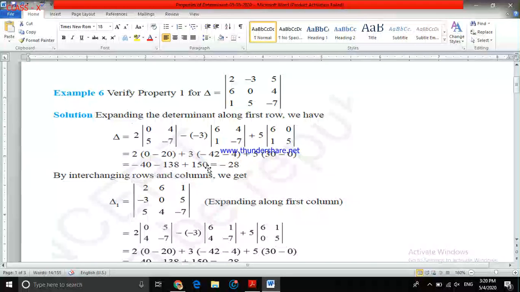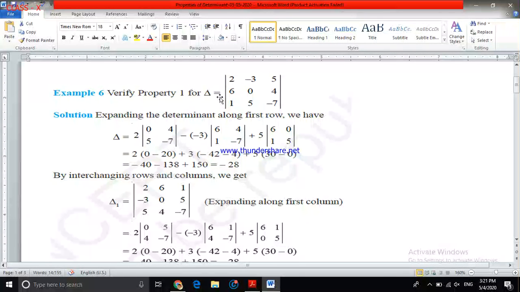Let's take an example. So here I am taking delta equals the determinant of this 3 by 3 matrix. We already learned how to find the determinant of the given matrix. So here they have done the determinant and they got the answer as minus 28. How did they find the determinant? They have done it by the first row.